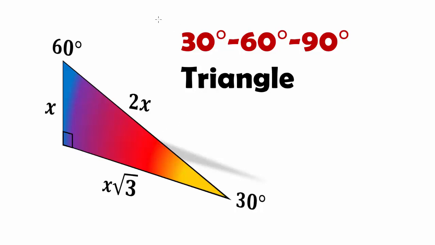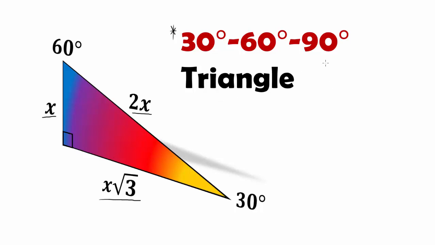Today, let's talk about the 30-60-90 triangle and how its sides have some special ratios that are very useful if you have them memorized. These pop up a lot, not just in standardized tests and in school, but also in competition mathematics tests, such as the American Mathematics Competition, AMC, and other competition math tests.